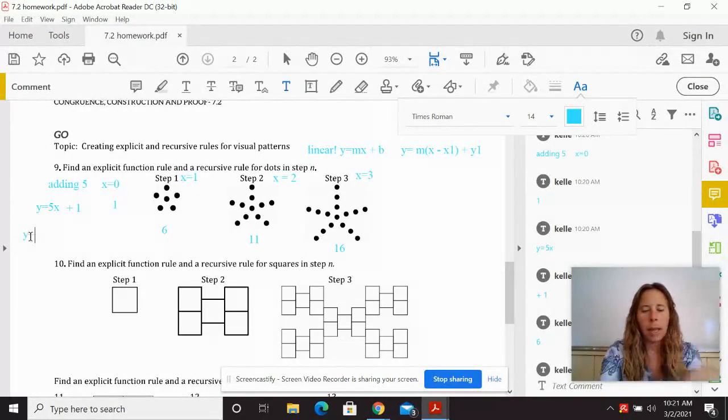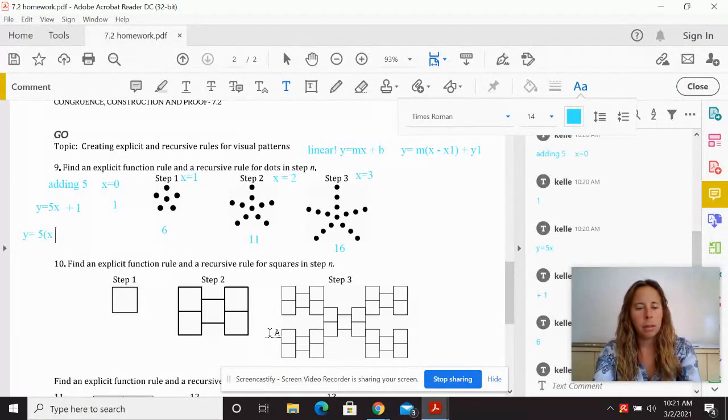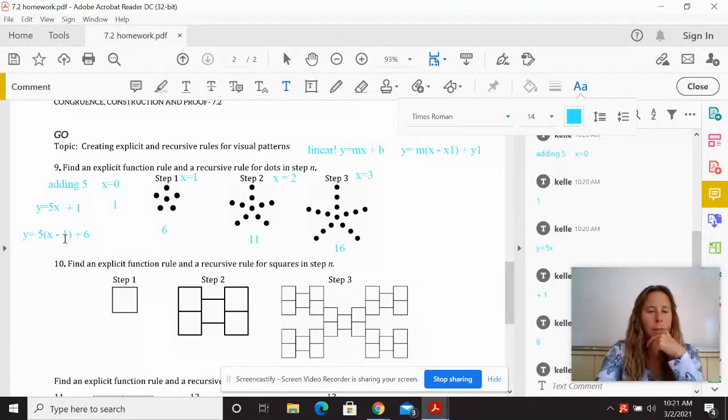If you did it in point slope, that's fine. You can do y equals your slope, and then I can't remember which one they did. I don't have the answers out. They probably just did the first step. So it's x minus 1 plus 6. So you just substitute in your first point. So you could do 1 and 6. X is 1, y is 6. You could do 2 and 11. You could do 3 and 16. But this is the most common one you're going to see. So either one of these is fine.